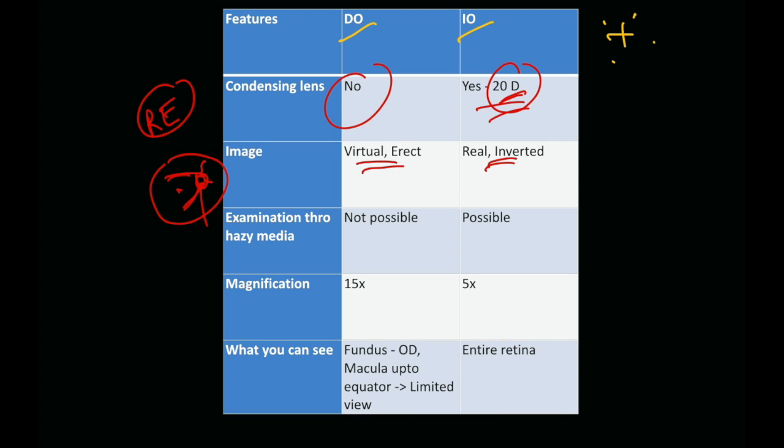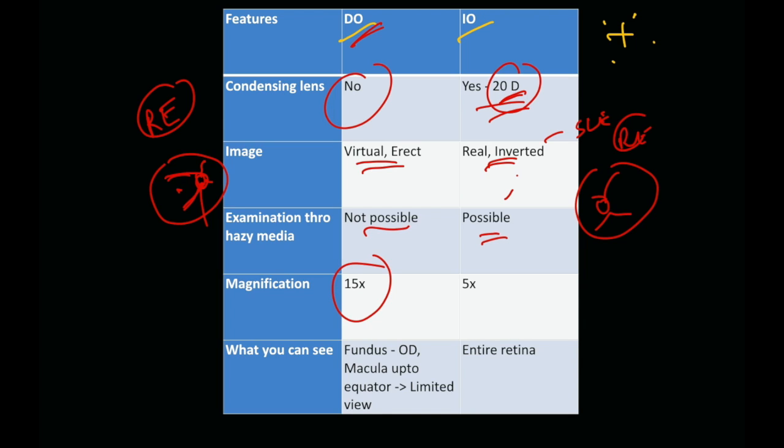But in indirect ophthalmoscope, it is inverted. And not just indirect ophthalmoscope, in slit lamp examination as well, it's going to be inverted. So if I'm seeing the right eye, I will look at the inverted image like this. It's real and inverted. Okay. With DO, the examination is not possible through hazy or very dense or opacified media, but it is possible with indirect ophthalmoscope.